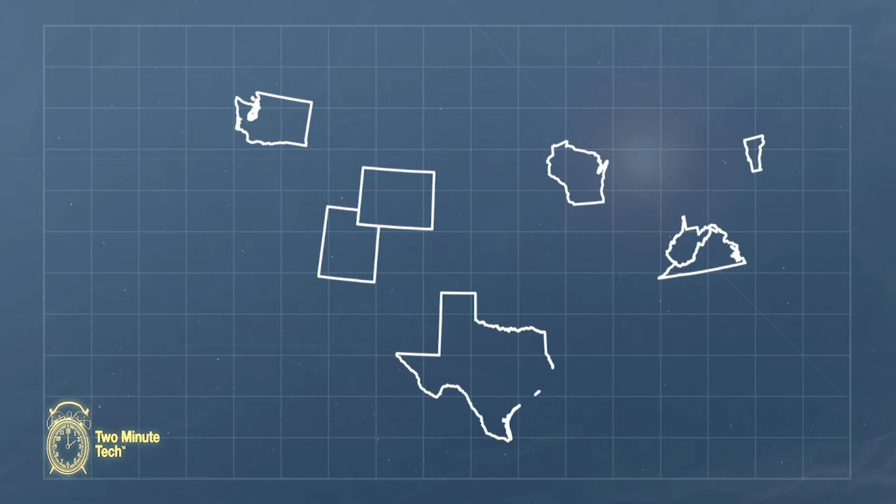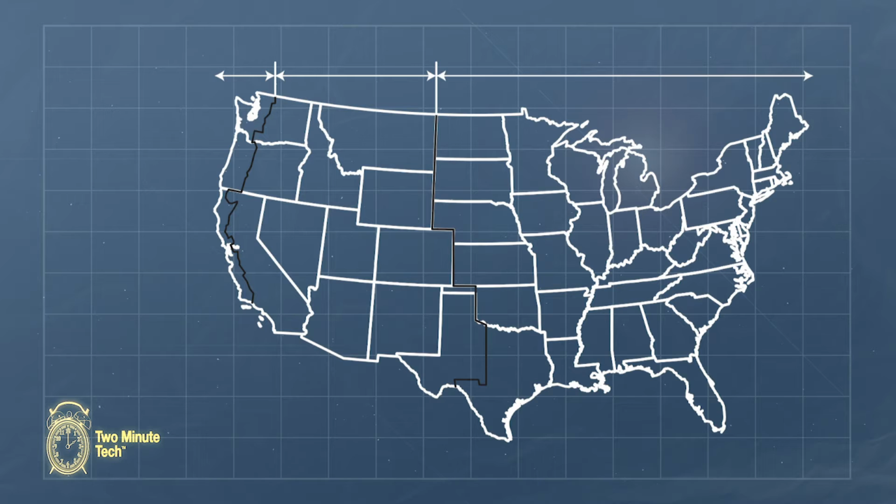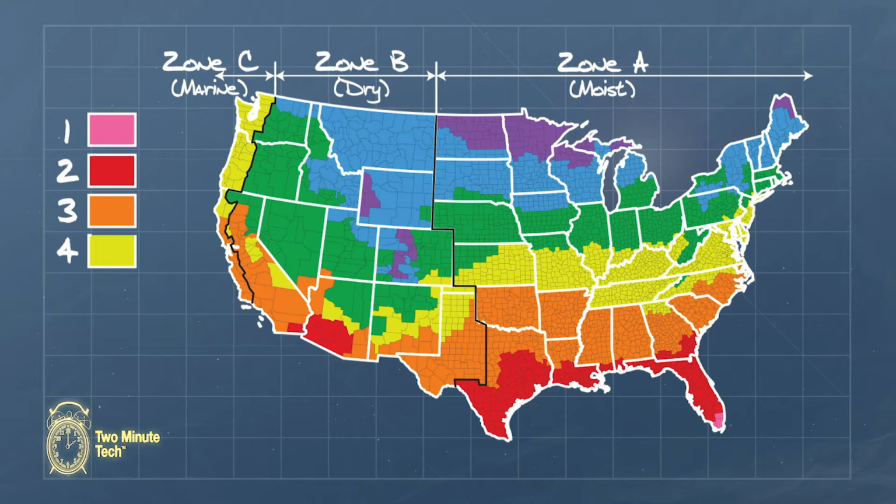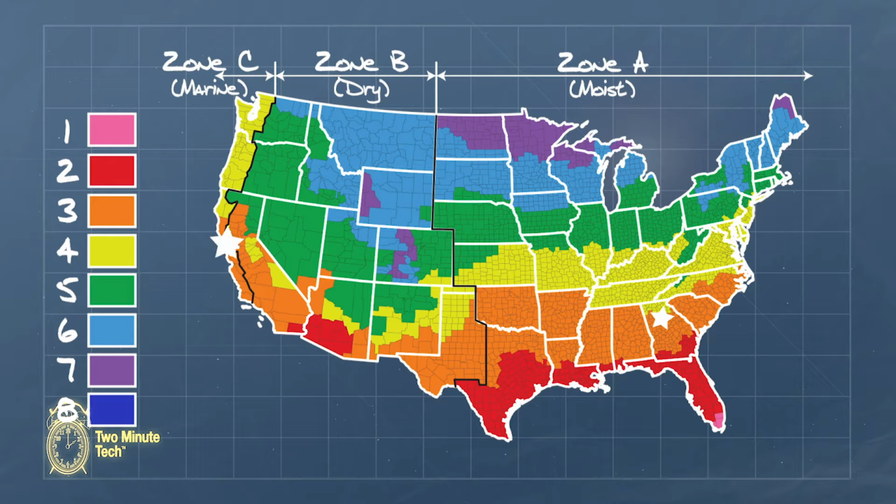The standard divides the United States into 3 humidity categories: Zone A, moist; Zone B, dry; Zone C, marine, and 8 climate and temperature zones, 1 through 8. 2 points determine the climate zone. For example, Atlanta, Georgia would be in climate zone 3A, and San Francisco would be in climate zone 3C.